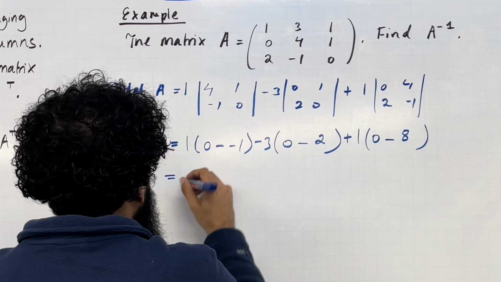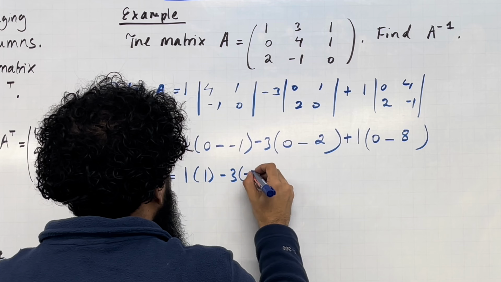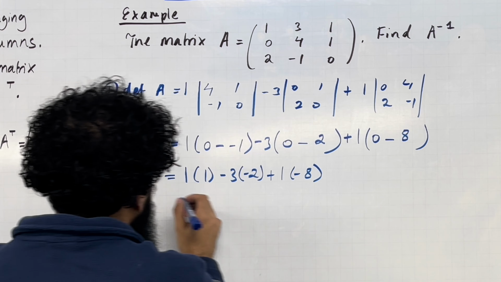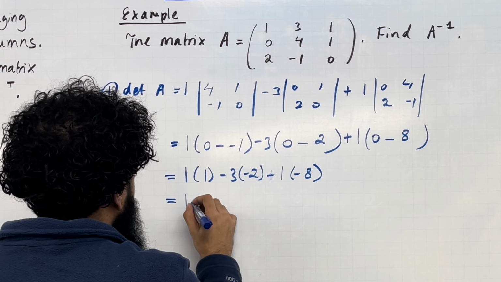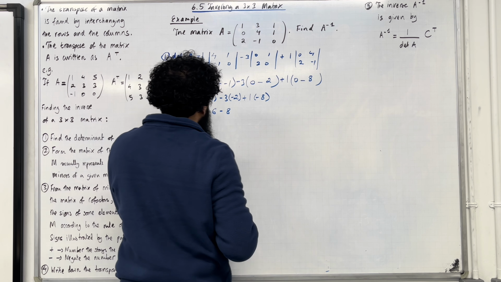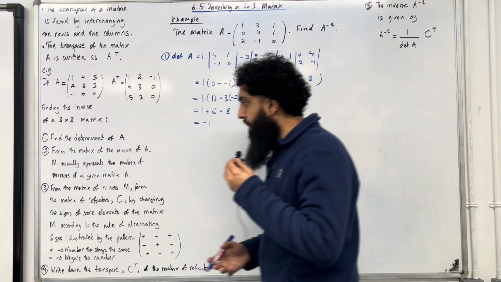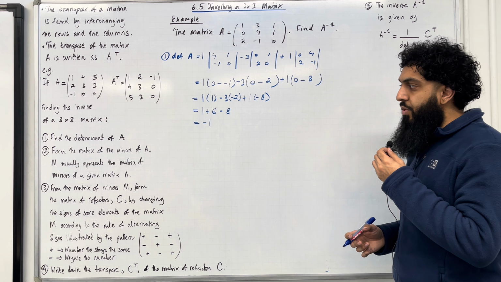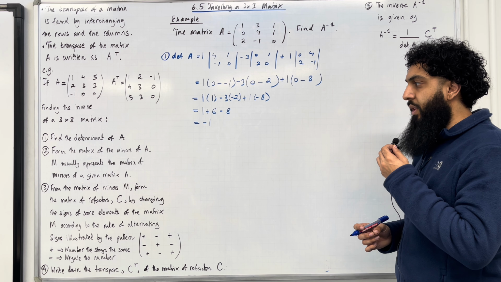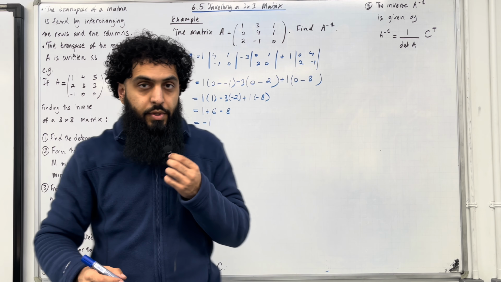So equal to 1 multiplied by 1, minus 3 multiplied by minus 2, and plus 1 multiplied by minus 8. This gives me 1 plus 6 minus 8, which gives me minus 1. This completes step 1. Moving on to step number 2. Form the matrix of minors of A. M usually represents the matrix of minors of a given matrix A. So now I'm going to use step number 2.